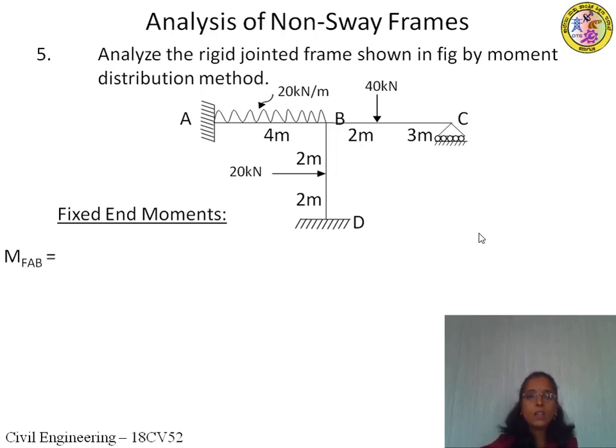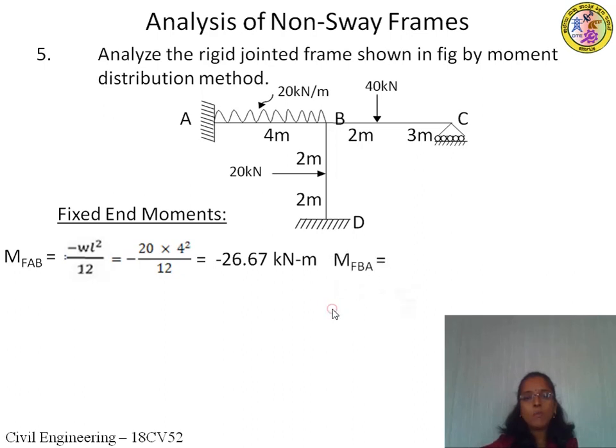So MFAB is subjected to UDL throughout, therefore it is calculated by minus WL square by 12. Substitute the value of W as 20, intensity of UDL, L is the span, so it will be 20 into 4 square by 12. So that will be equal to minus 26.67 kilonewton meter. Next, MFBA is calculated by plus WL square by 12, and that will be equal to 20 into 4 square by 12, which is equal to plus 26.67 kilonewton meter.